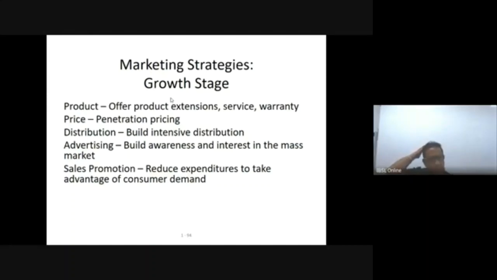The product is now old enough to offer product extensions and warranties. And intensive distribution: earlier you had selective distribution, now you want to sell it all over the country, because now the product is known and you can distribute intensively and create more awareness and interest in the target market. Reduce expenditure to take advantage of consumer demand.